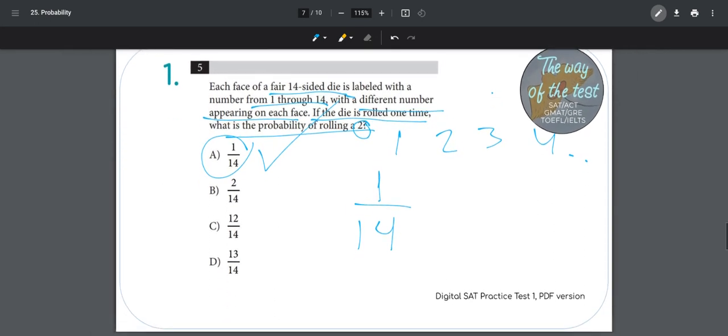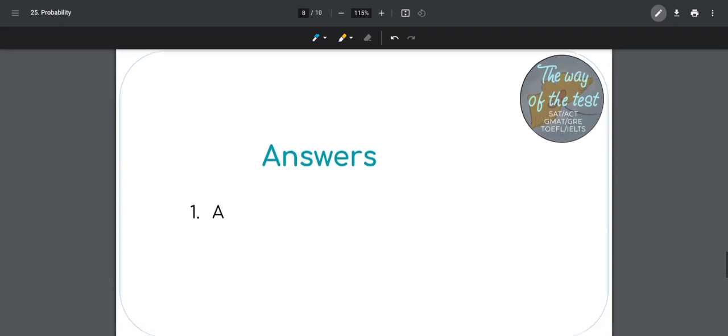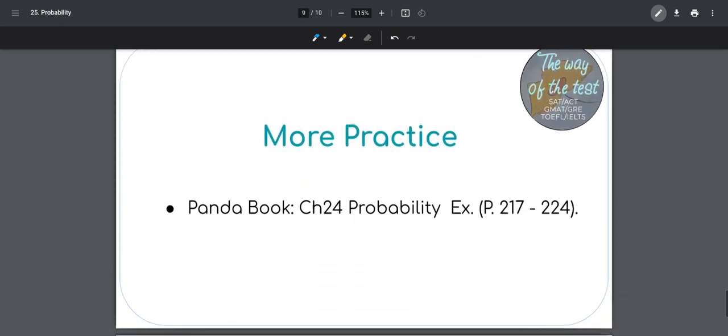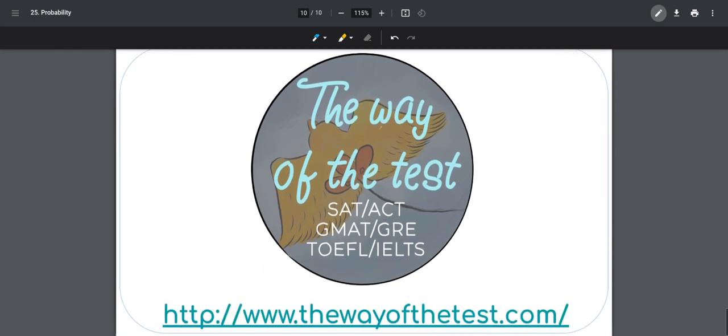So this is pretty much it. This is all you need for the probability topic in the SAT. If you want to practice more, you can use this chapter from the Panda book. You can also use Khan Academy or practice tests.